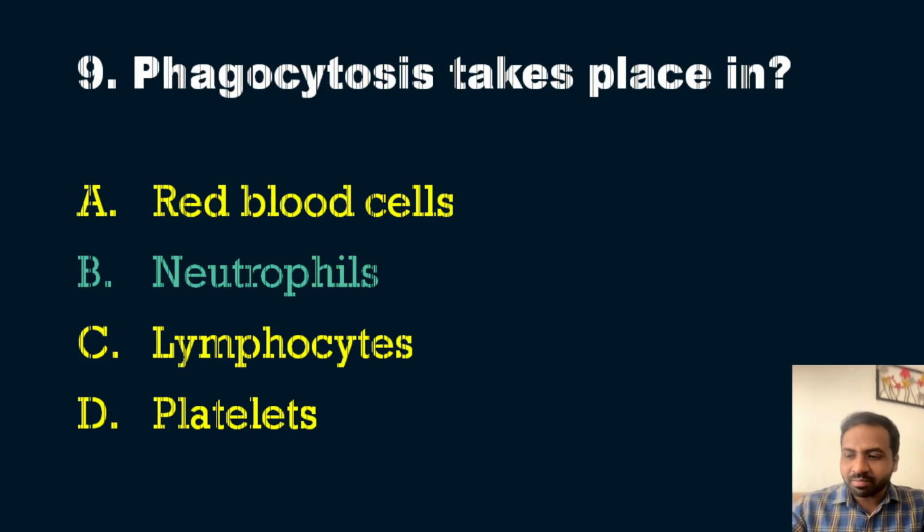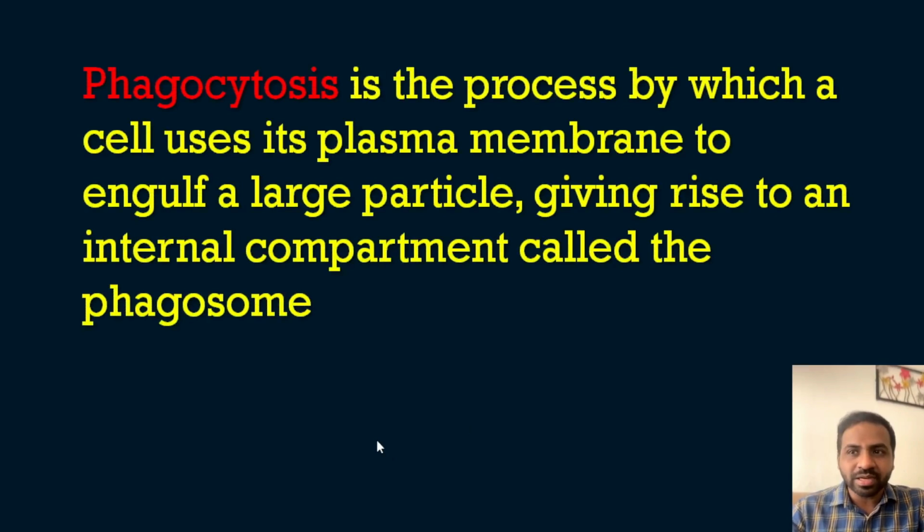So we will have a brief explanation regarding the question we have asked now regarding phagocytosis. So what is phagocytosis? What is the process of phagocytosis called? Phagocytosis is the process by which a cell uses its plasma membrane to engulf a large particle, giving rise to an internal compartment called the phagosome. So what is phagocytosis, and what is a phagosome? Two terms we are explaining in this explanation.